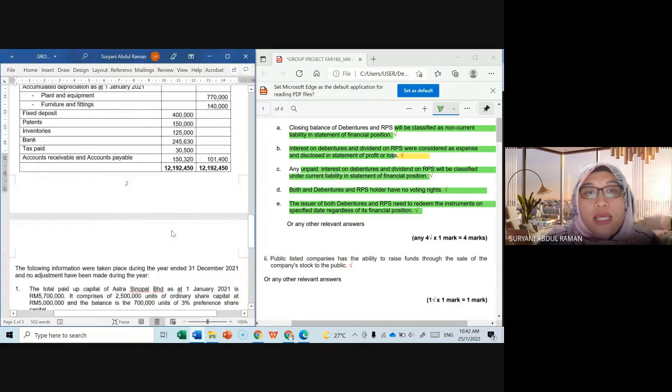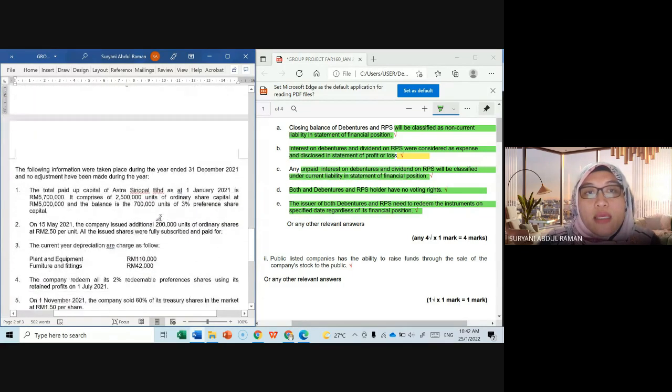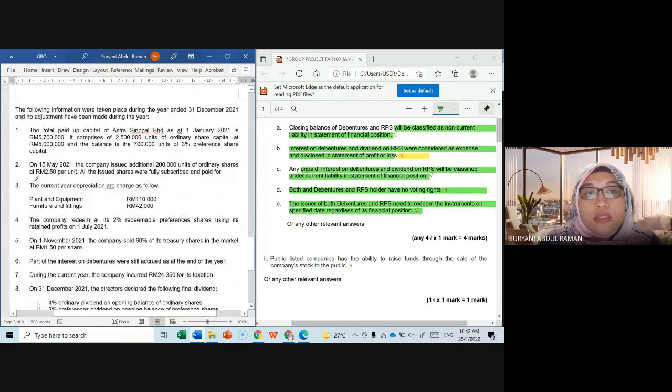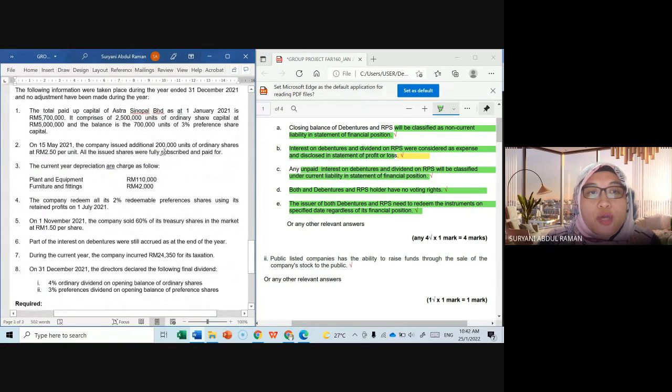So you are next required to make adjustments for the following transactions. How many transactions do you have? About 8 altogether. The following information was taken during the year ended 31st December 2021 and no adjustments have been made during the year. So you have to adjust for each of the transactions given here.